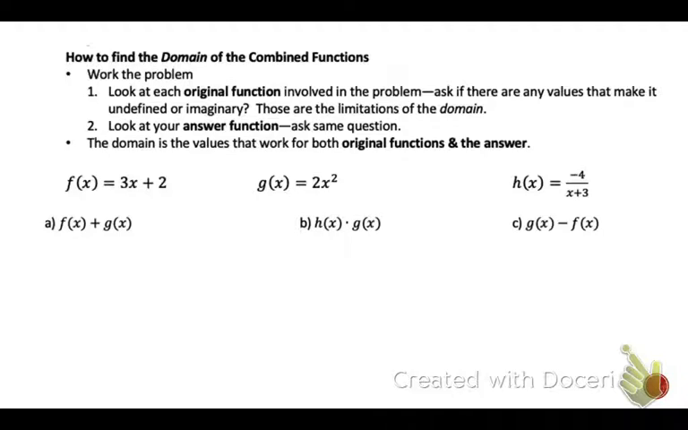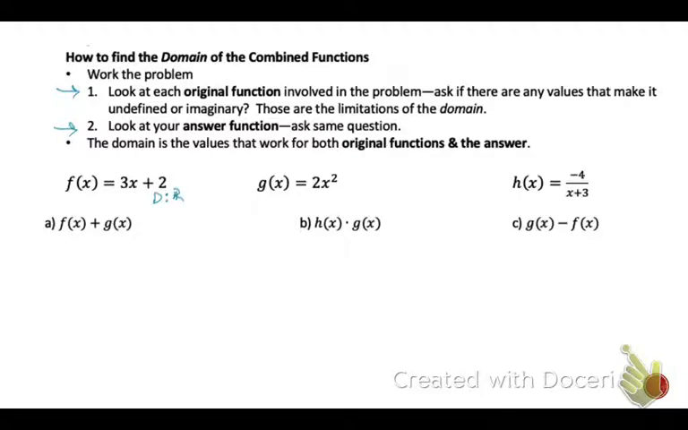So our first, f of x equals 3x plus 2. So that's a linear function. There's no variable in the denominator, so no chance to get 0 in the denominator, and we have no even root. So that means that we don't need to introduce any limitation for our domain. So our domain would be all real numbers.